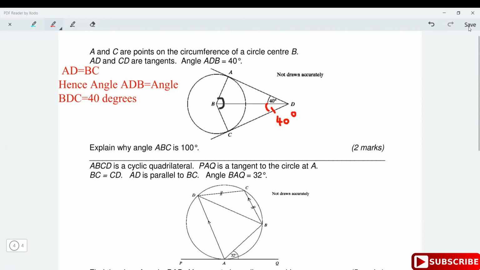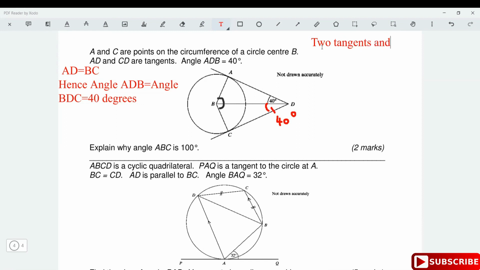Now you have AD is a tangent, CD is a tangent, AB is a radius, BC is a radius. Two tangents and two radii always form a cyclic quad. So two tangents and two radii form a cyclic quad. Since it forms a cyclic quad, what do we know?